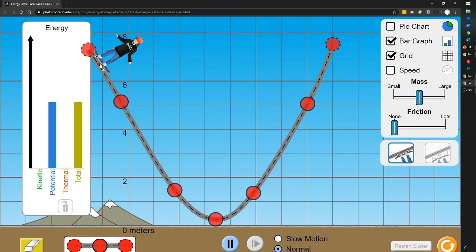When I let go, do we expect the total energy in the system to change? No, energy is a conserved property. So we're looking at that bar graph there. That yellow line will always stay the same, but you can shift which kind of energy she's got depending on where in the system she is.